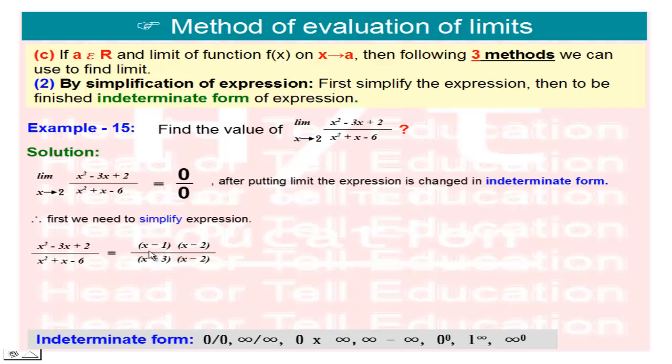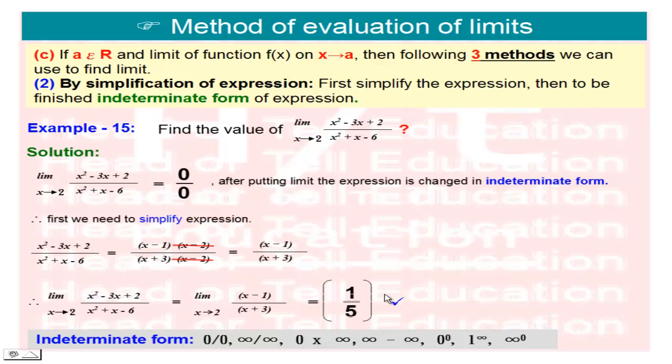After simplification we find (x minus 1) multiplied by (x minus 2) divided by (x plus 3) multiplied by (x minus 2). Now cancel the x minus 2 and we have (x minus 1) divided by (x plus 3). So the limit as x tends to 2 of (x square minus 3x plus 2) divided by (x square plus x minus 6) equals the limit as x tends to 2 of (x minus 1) divided by (x plus 3). We use the limit and we have the result 1 by 5. This is our answer.